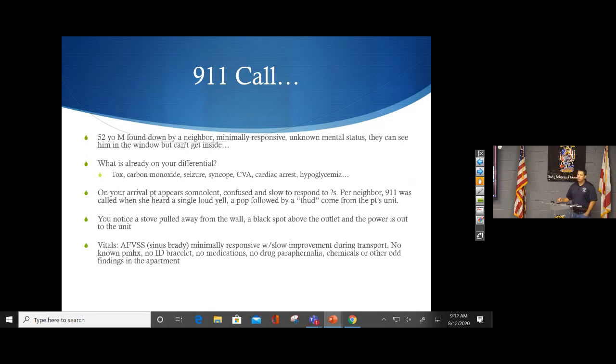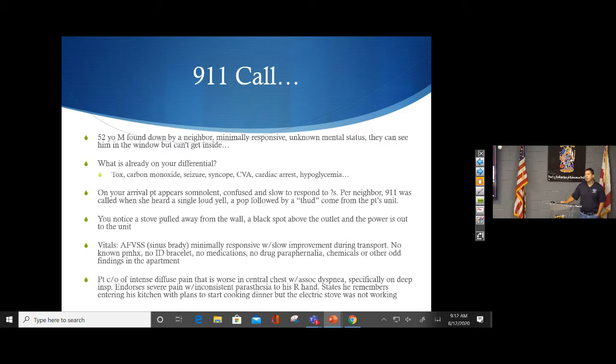So you start to get vitals. Stable vitals, a little sinus brady on the monitor. He's slow to respond, but he's starting to improve during transport. He tells you that there's really no known past medical history. He didn't have any ID bracelet on. You didn't find any medications, drug paraphernalia, chemicals, or other odd items in the house.